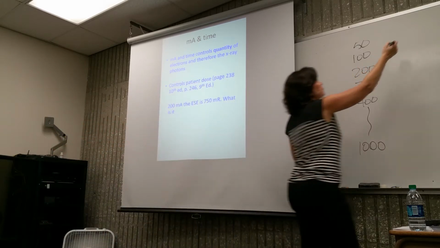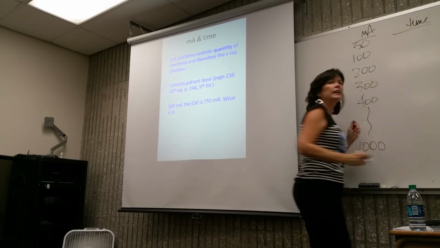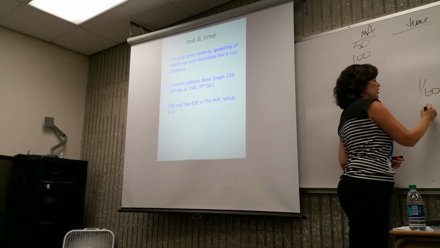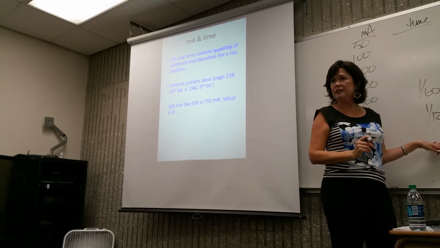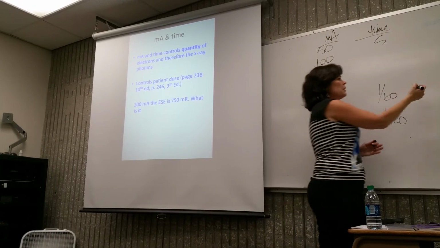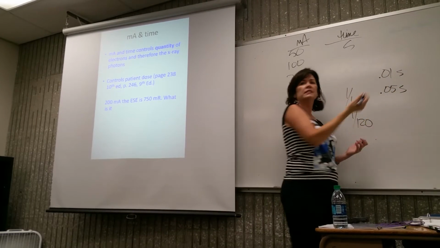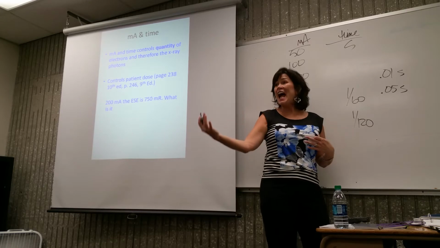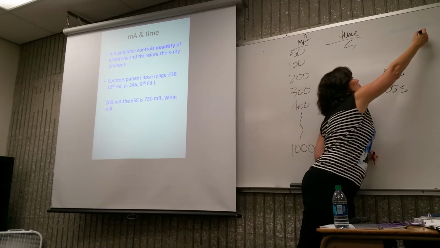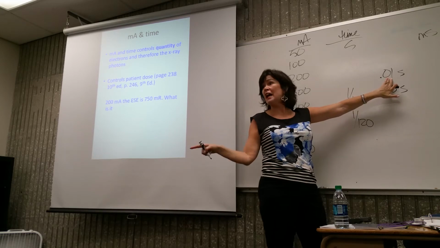Your time, this is MA, your time can be in three different forms. I grew up with fractions, so we had 1/60th of a second or 1/120th of a second. So this was in seconds. Then we went to decimal, so it would be 0.01 second, 0.05 second, as an example. Now, the newer equipment is in milliseconds. And I need you to know how to do this.